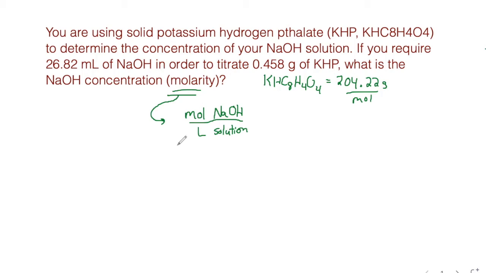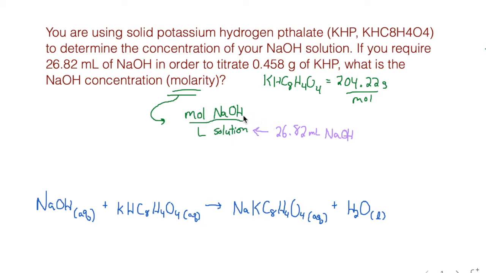So what we are trying to figure out in this problem is the molarity of our sodium hydroxide solution. So we need the moles of sodium hydroxide over the liters of solution. So the volume of solution we are told is 26.82 milliliters of our sodium hydroxide solution, and so that is just a metric conversion to get to liters.